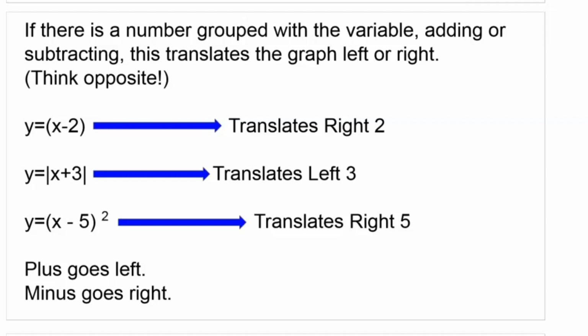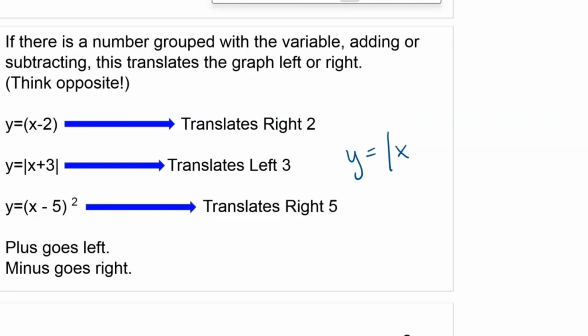On the second example, we have the absolute value of x plus 3. See how that 3 is grouped in with the x? It's inside the absolute value. Whereas the previous examples would be something like the absolute value of x, plus 3. So that 3 is on the outside. It's not grouped in with the x, so that's when we would say it's up 3. But in this example, the 3 is grouped in with the x, so that's when it moves left or right. And again, think opposite. So if it's plus 3, that's going to move it left 3.